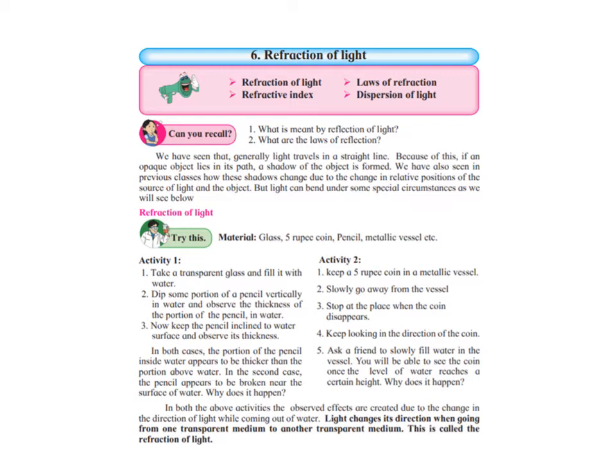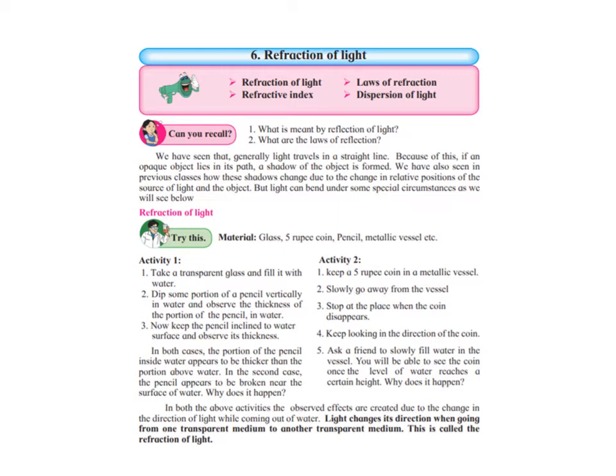Now keep looking at the direction of the coin. You ask somebody to slowly pour water in the vessel. You will be able to see the coin once the level of the water reaches a certain height. It looks as if the coin has come up. Now why does this happen?